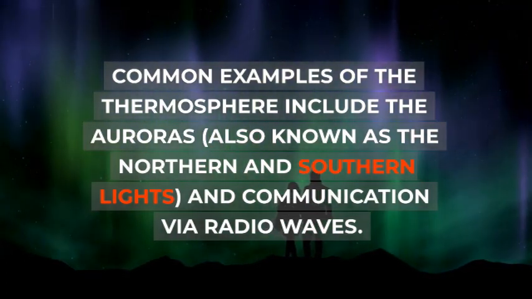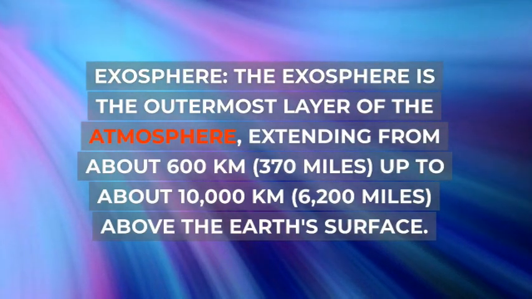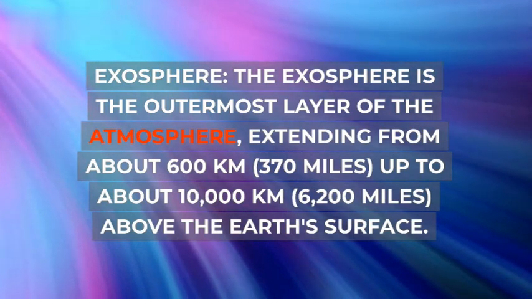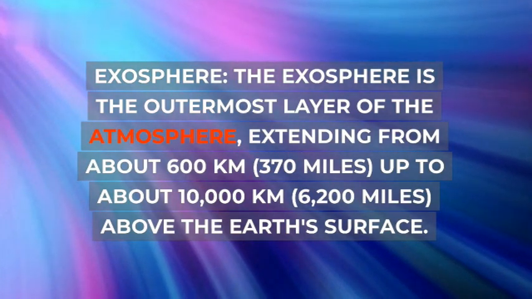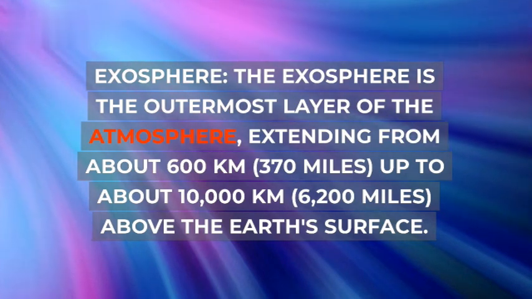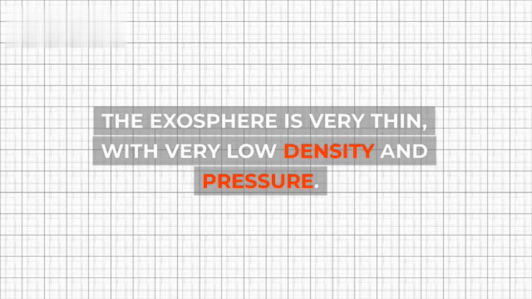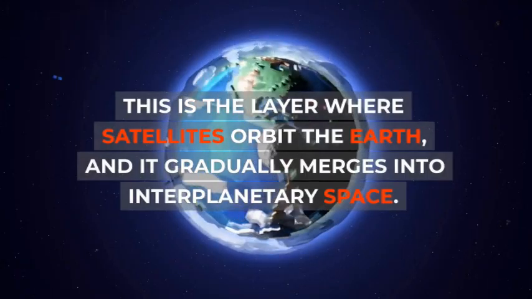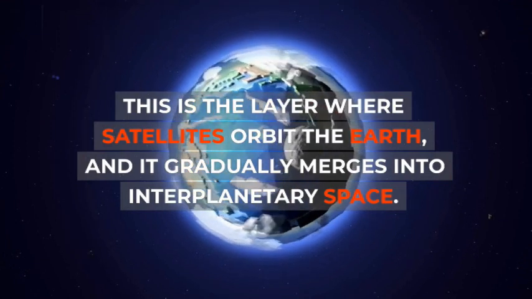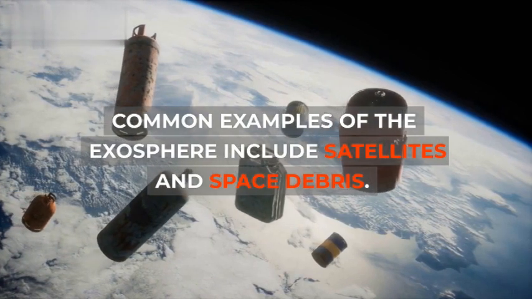Exosphere. The exosphere is the outermost layer of the atmosphere, extending from about 600 kilometers, 370 miles, up to about 10,000 kilometers, 6,200 miles, above the Earth's surface. The exosphere is very thin, with very low density and pressure. This is the layer where satellites orbit the Earth, and it gradually merges into interplanetary space. Common examples of the exosphere include satellites and space debris.